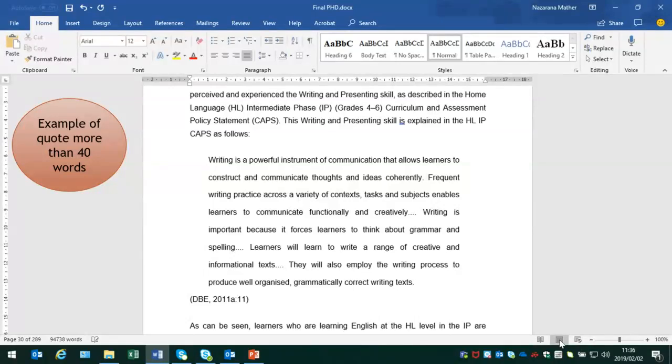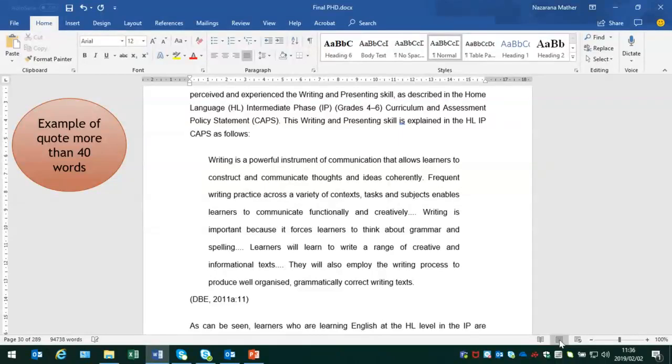It's 1.5 line spacing. But when I come to my quotation, the line spacing is bigger because I've increased it to double line spacing. I also want you to notice the margins on both sides. By the quotation, I have indented both margins. Then I type the whole more than 40 word quotation, and then I go to the next line, back to my original margin, and I include the in-text reference.